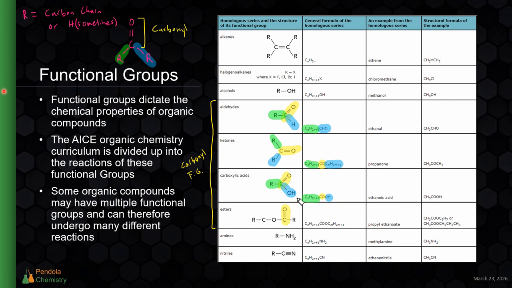And then esters are probably the most complex. Esters still have that carbonyl group, the CO.